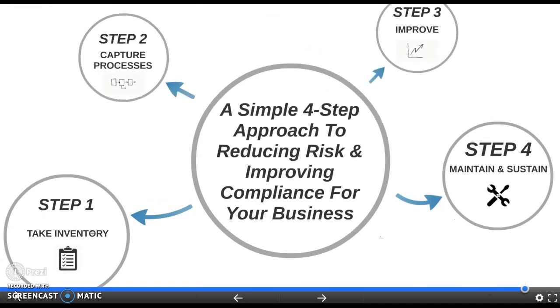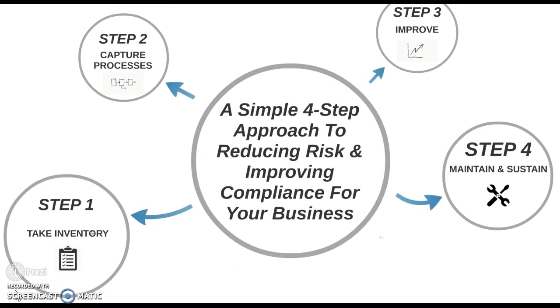So that's it. A quick 4-step approach to reducing the risk of your business processes and improving the compliance. Assuming you do all these steps, you're going to find that the level of risk in your process is going to go down, and the level of engagement of your employees is going to go up.